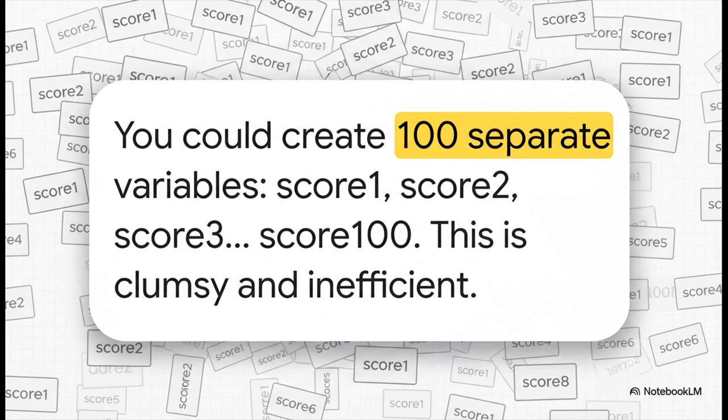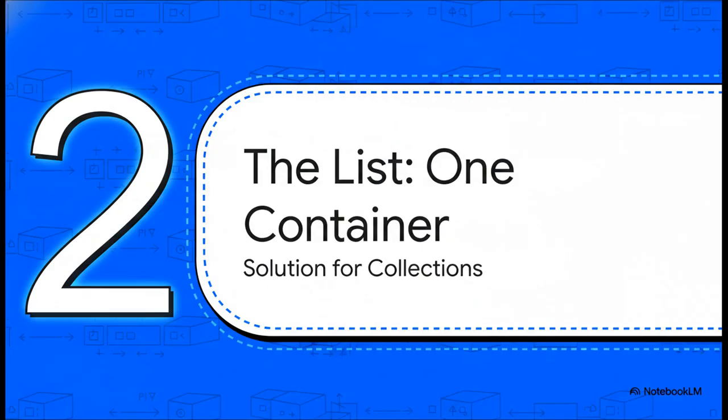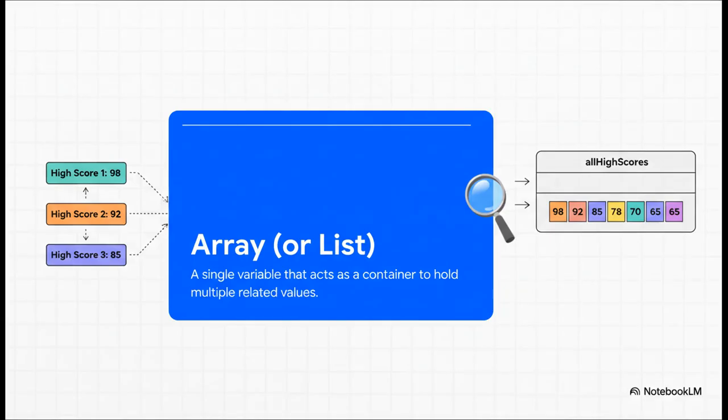But you can probably already feel how clumsy that is. It would be an absolute nightmare to manage. Surely there's a better way. And of course there is. And this brings us to the solution. It's a really powerful concept called a list, or as it's known in a ton of languages like JavaScript, an array. So what is it?